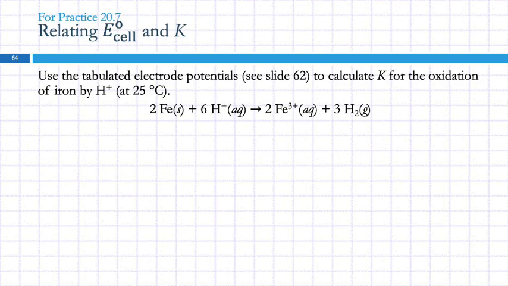Use tabulated electrode potential, see slide 62, to calculate K for the oxidation of iron by H+. Oh, I hate it when I do this to myself on the slides. I used to be able to write on a slide and flip back, find something, and come back and continue writing on the slide, but that doesn't really work very well anymore, so I don't want to risk it.